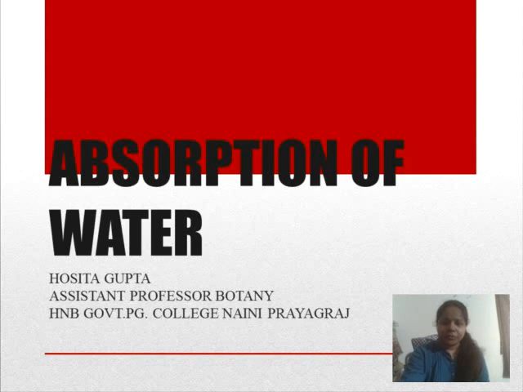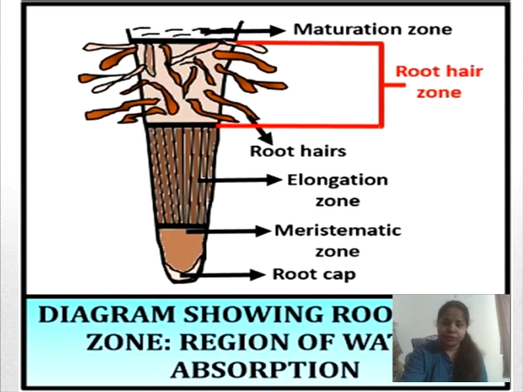All of you know about roots. Roots are the organs of absorbing water. Root hairs. Moving to the next slide. Root hairs are the main organs of absorbing water. These are present just above the elongation zone.